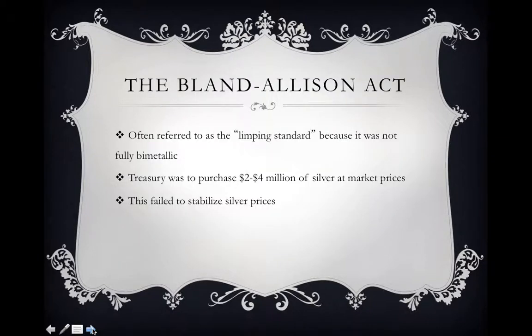To deal with this, there was something called the Bland-Allison Act. The Treasury was required to purchase between $2 and $4 million worth of silver at market prices every single month. It was hoped that this would stabilize the price of silver as the price kept falling and falling. Well, this did not successfully stabilize the price of silver.